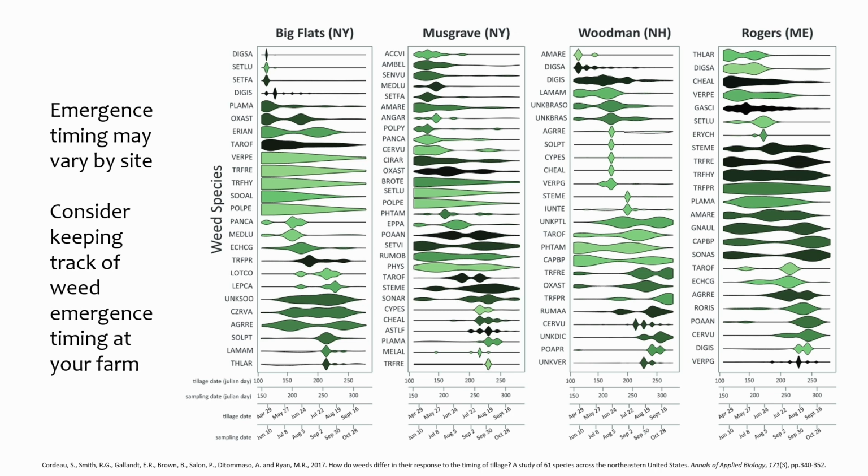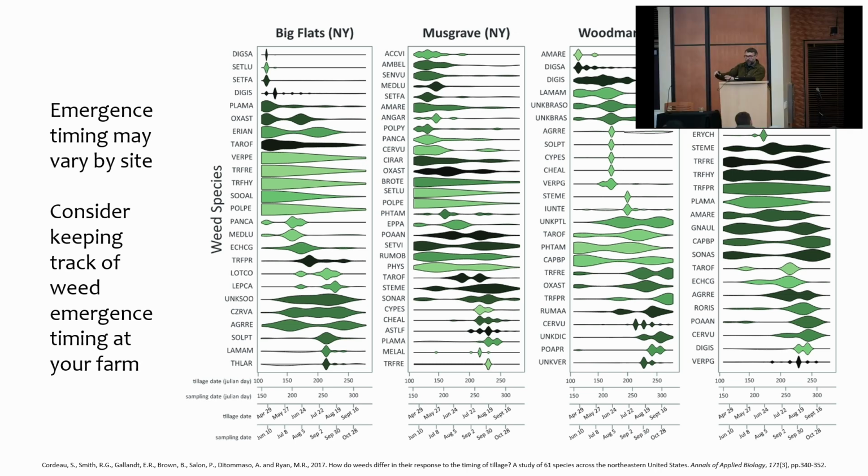But given that the emergence timing varied by site, what I suggest to all of you is that you should really be paying attention to the species on your farm, because you have different biotypes out there. Even though it may be the same species, sometimes a different biotype may be emerging at a slightly different time. But knowing this information, again, is knowledge that you can put into use.